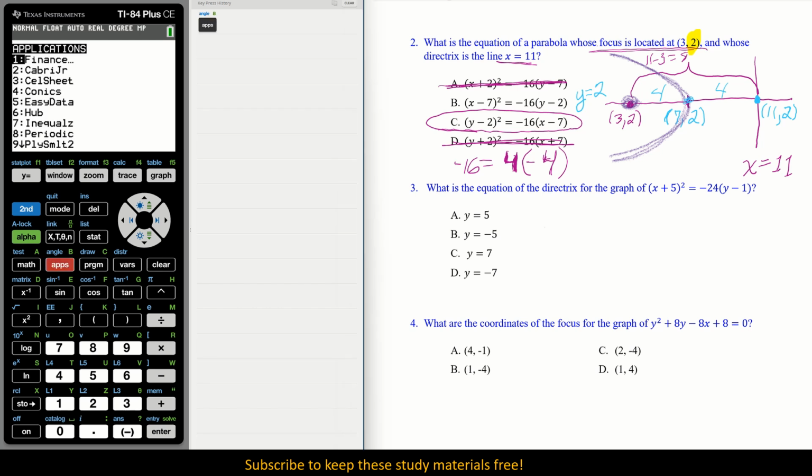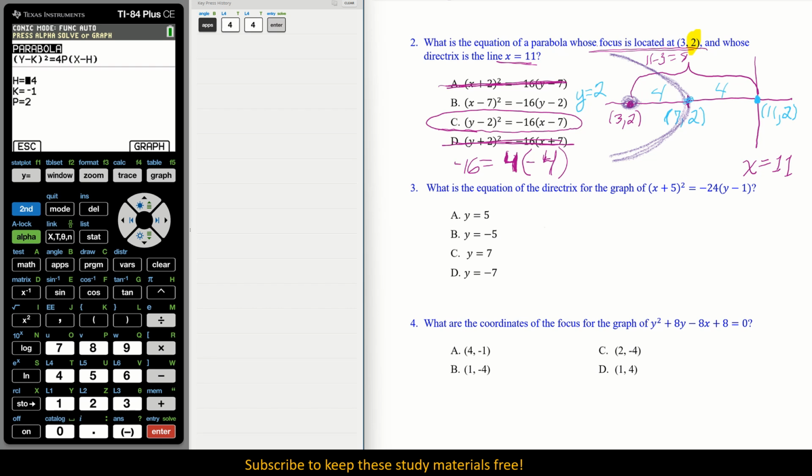I need you to go to apps again. In prior videos, we've done this. And we need number 4 for your conics, but we're using number 4 this time, the parabolas. Let's do 4 again, okay? Before we even do that, we need to make sure our window's correct, okay? So I'm going to go ahead and push enter.